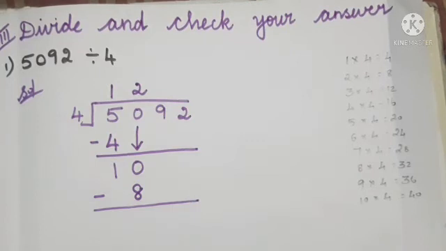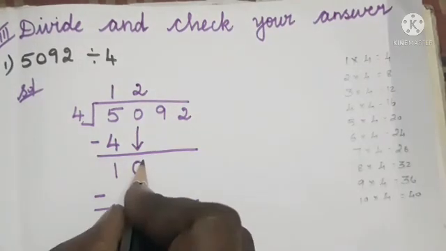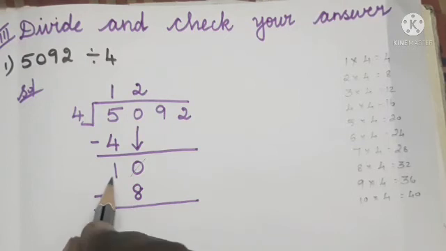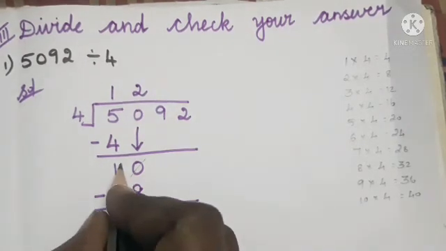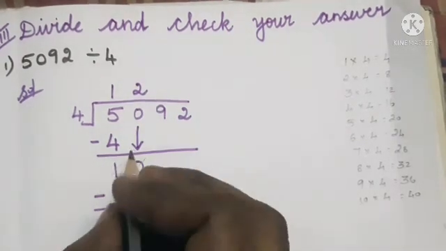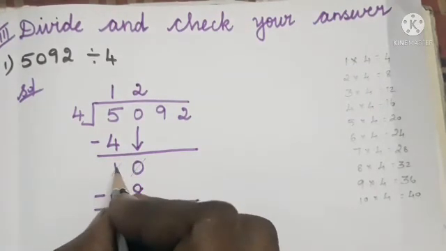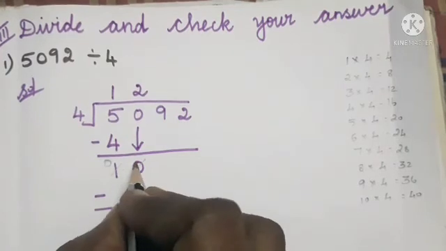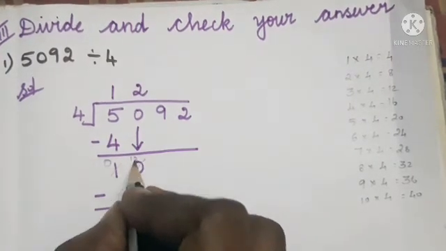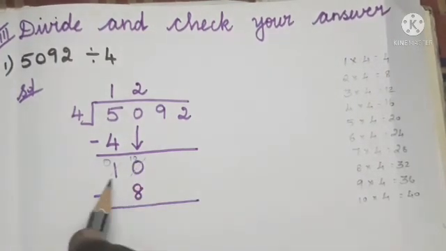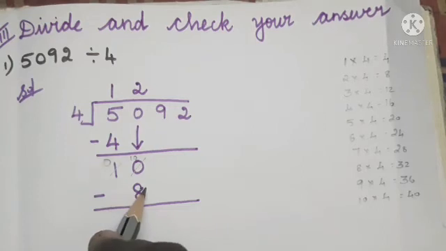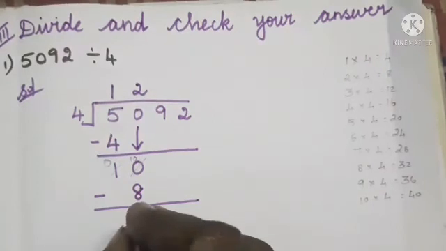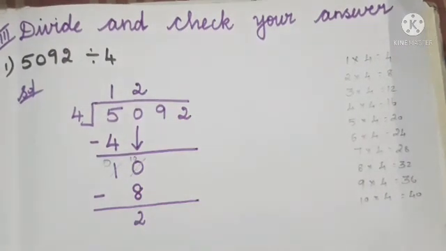0 minus 8. So what we have to do, ma? We have to borrow a number because 0 is less than 8. So we have to borrow from the next value. The next value is 1. If you are taking a number from 1, the 1 will change to 0 and this 0 will be changed to 10 now. Otherwise you have to take it as 10 itself. So 10 minus 8 is what, ma? 10 minus 8 is 2. So we got the remainder as 2 now, isn't it?